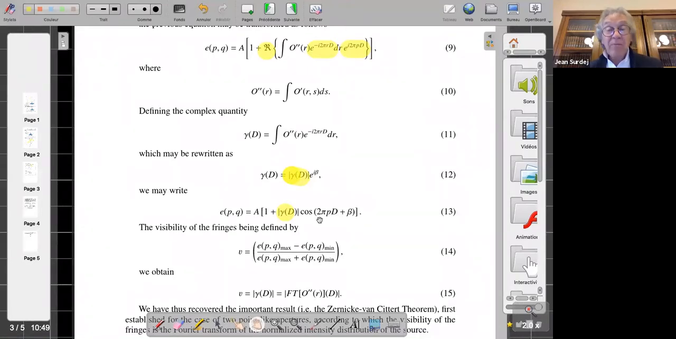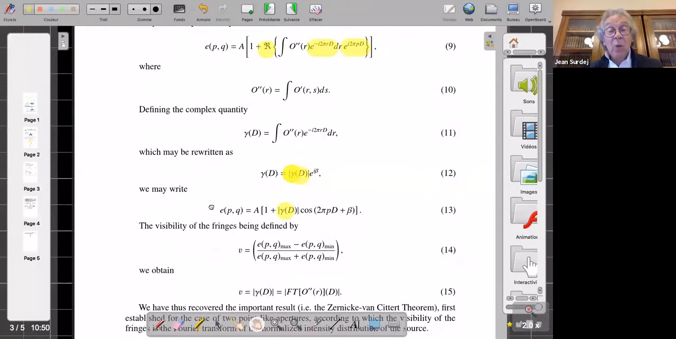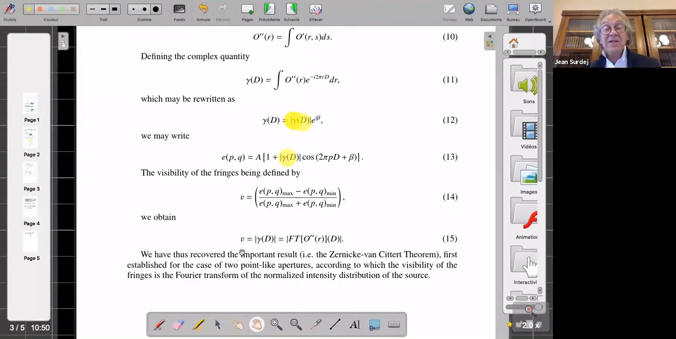How do you get the minimum? By assigning a value of minus 1 to the cosine. And when you make those replacements in this definition of the visibility, what you obtain is that the visibility is equal to the modulus of the quantity gamma, which is the complex degree of mutual coherence of the source. So it is in fact the modulus of the Fourier transform of the normalized intensity of the slice of the source for each angular value, across it.